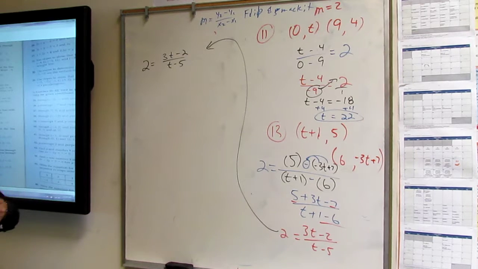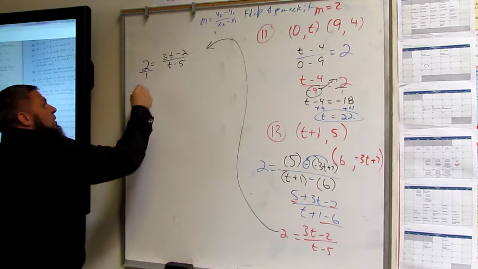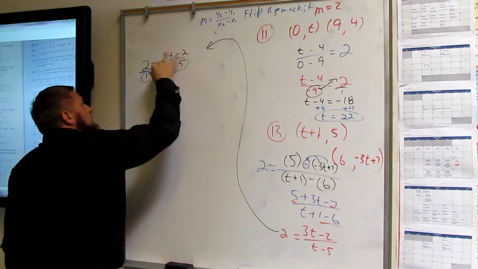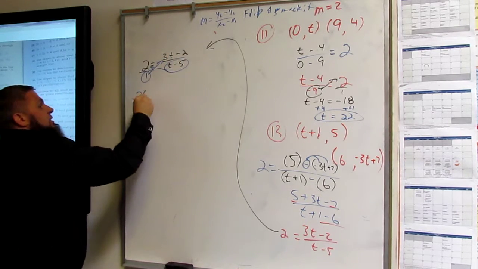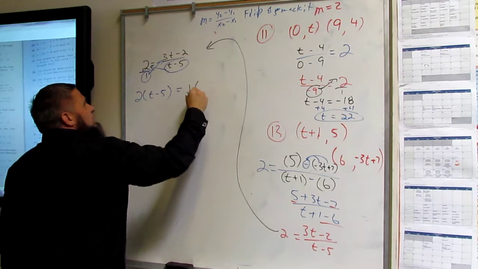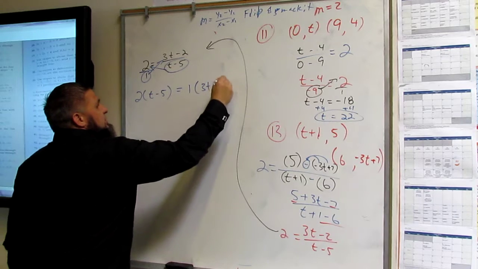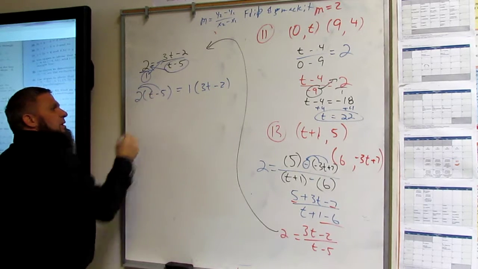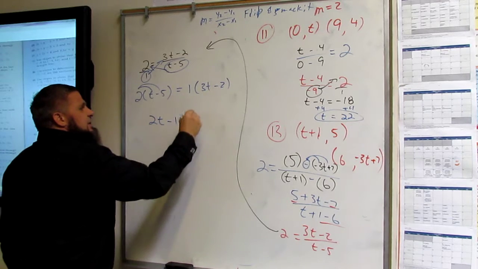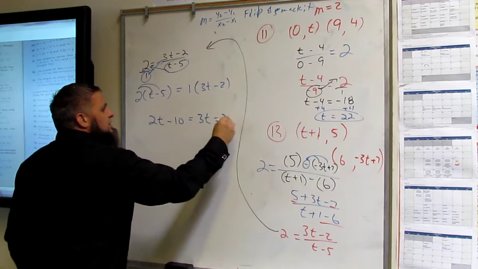Which way? Remember, this is a fraction right here. We're cross multiplying. We're cross multiplying. And so I'm taking 2 times t minus 5 is equal to 1 times 3t minus 2. So I get, everybody on the block gets a paper, 2t minus 10 is equal to 3t minus 2.